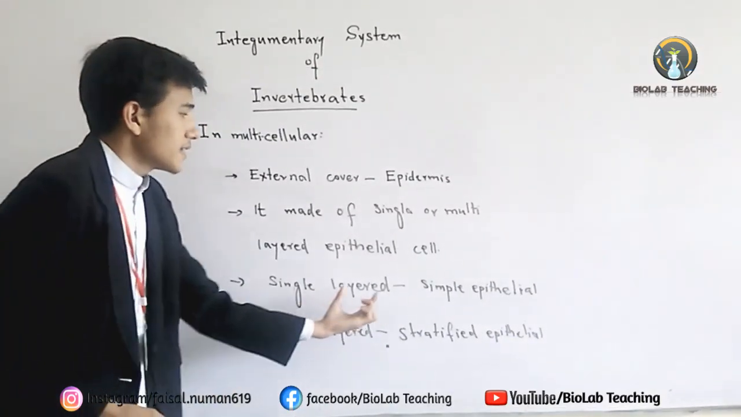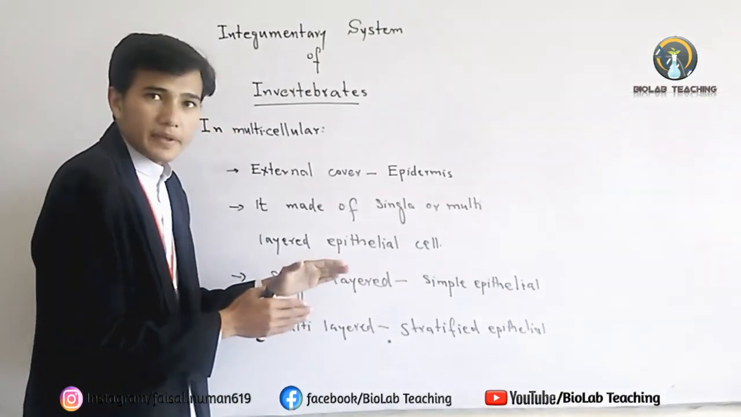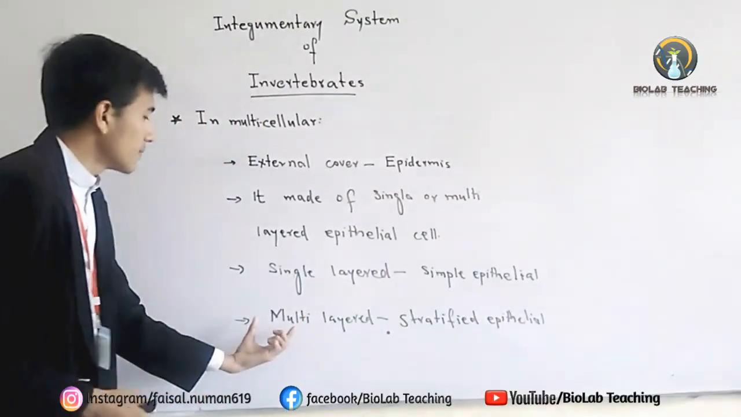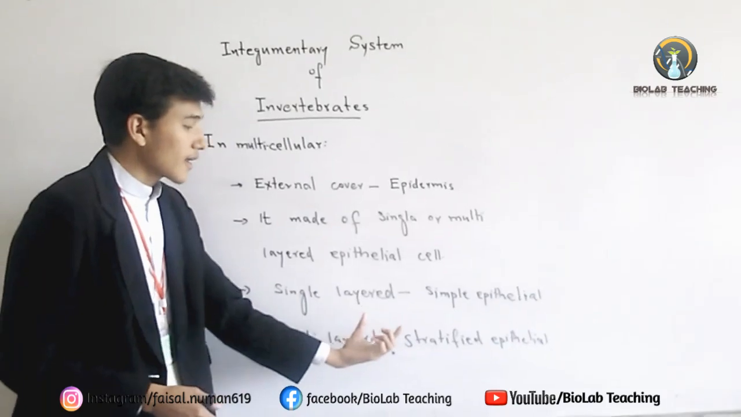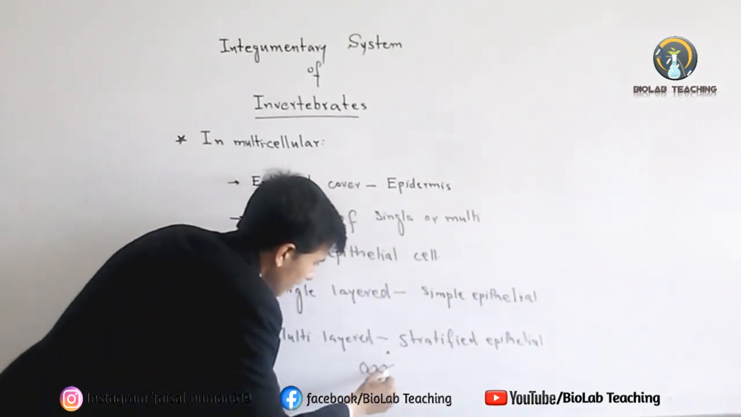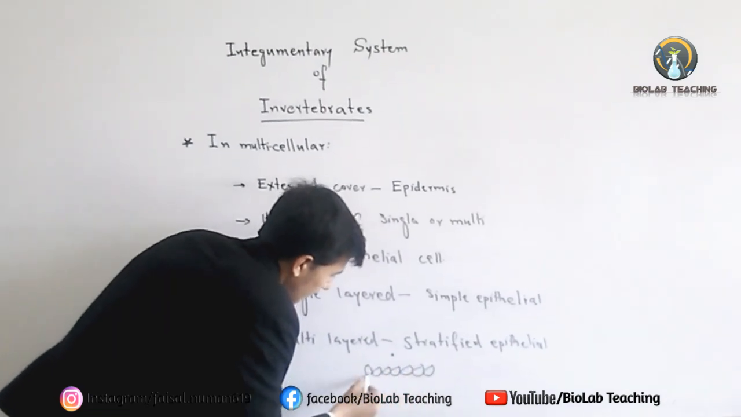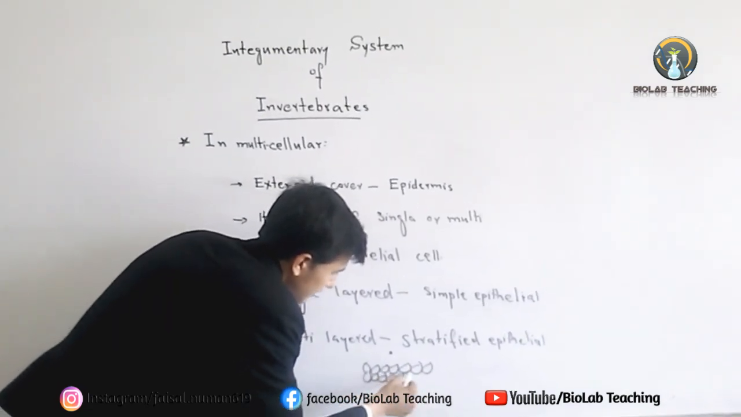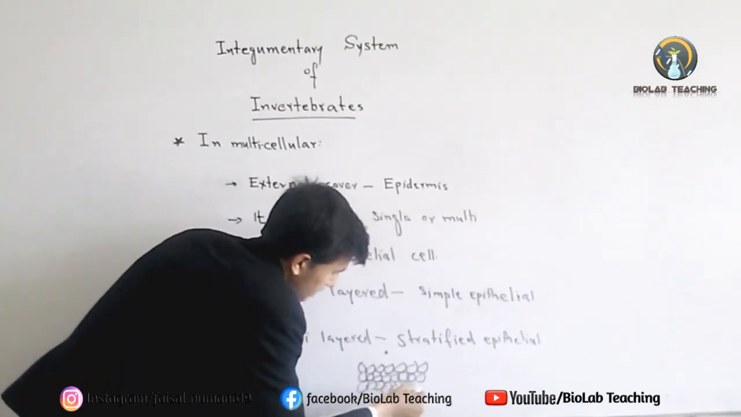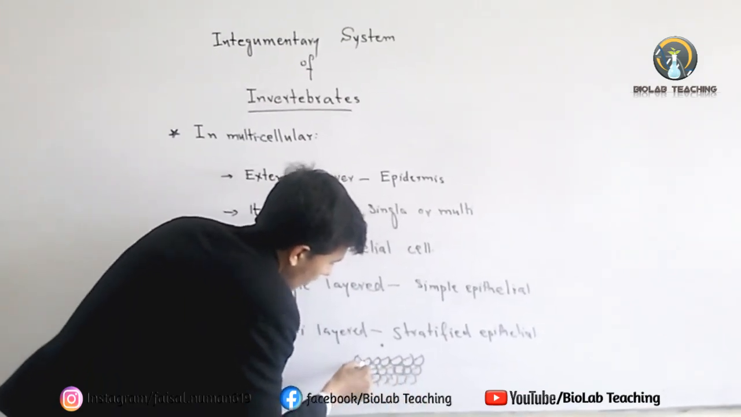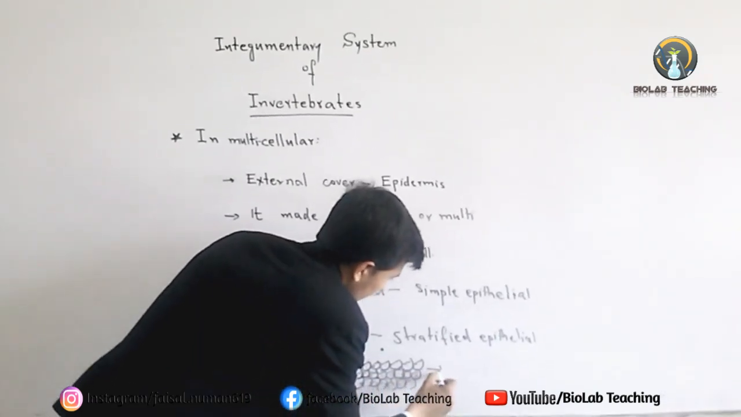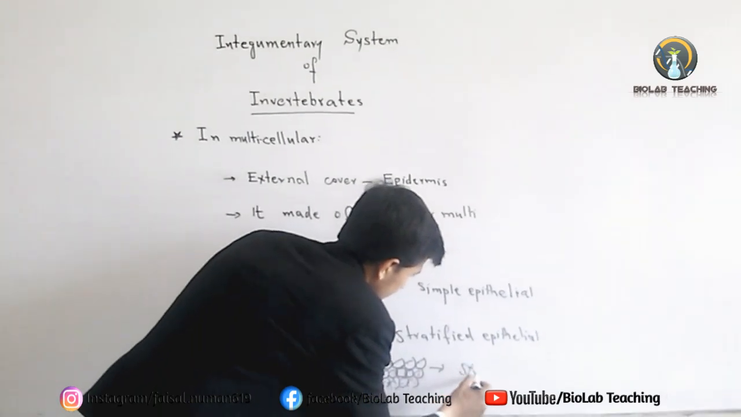The single-layer epidermis is called simple epithelium, and the multi-layered one is called stratified epithelium, which is a structure where cells sit on each other and form multiple layers. Stratified means that multiple cells come and combine together.